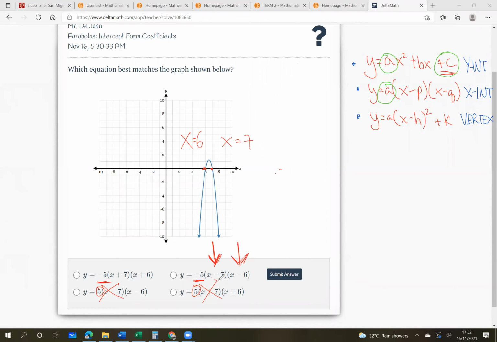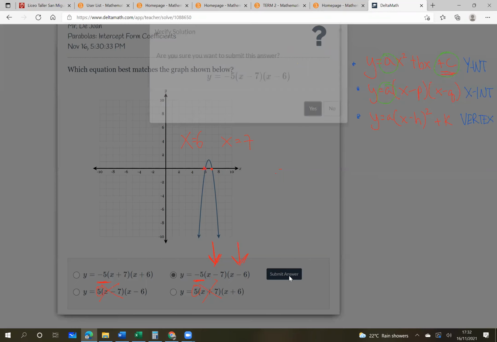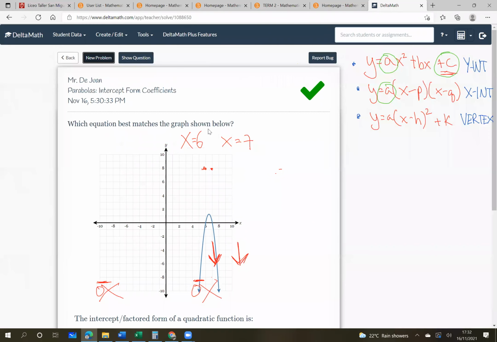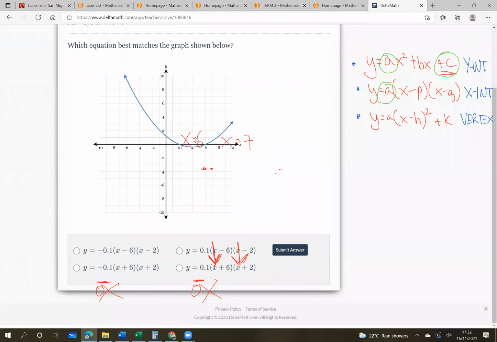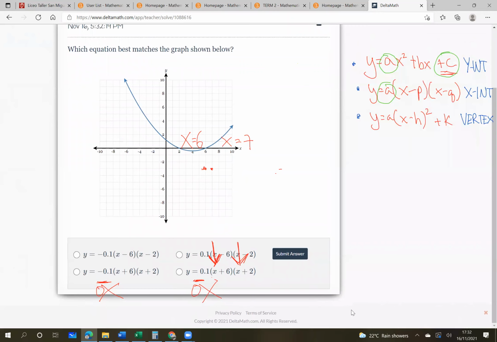What am I looking for in the equation? Los opuestos, because that is what gives us the x-intercept. Los opuestos. Let's take a look at that one more time. All right, what you got to do is identify the x-intercepts. Identify the x-intercepts. X-intercepts. Take a look.